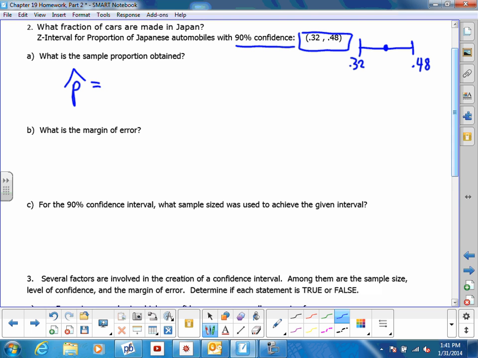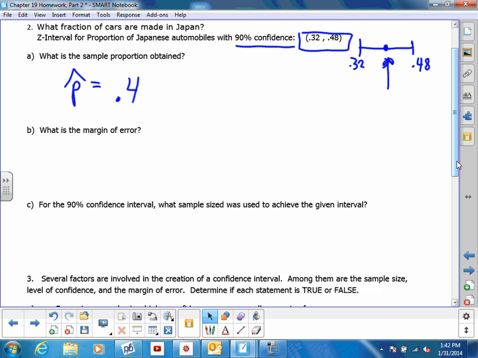So how are you going to figure out what this value is in the middle? There are lots of ways you can figure that out: add, subtract, average, whatever. What is it? Okay, 0.4. Okay, thank you. Now, what is the margin of error?